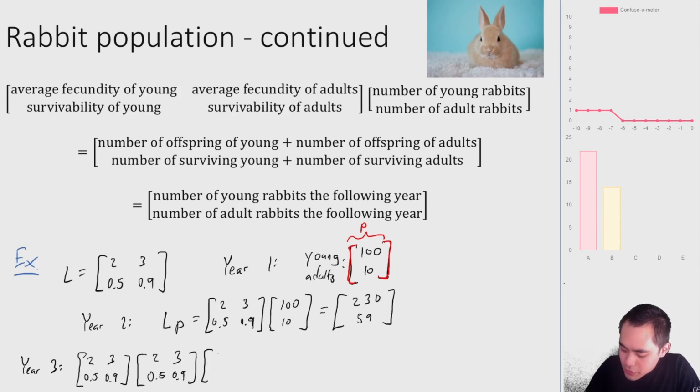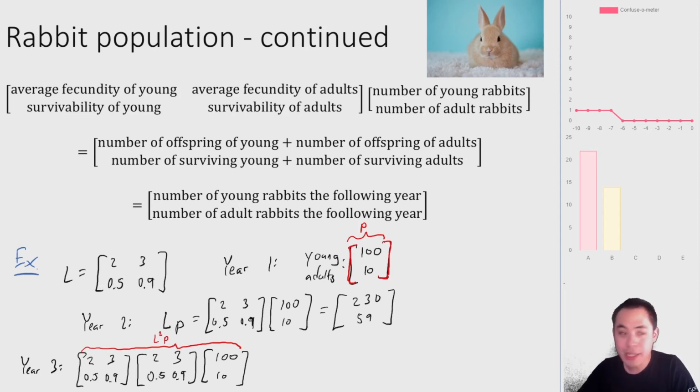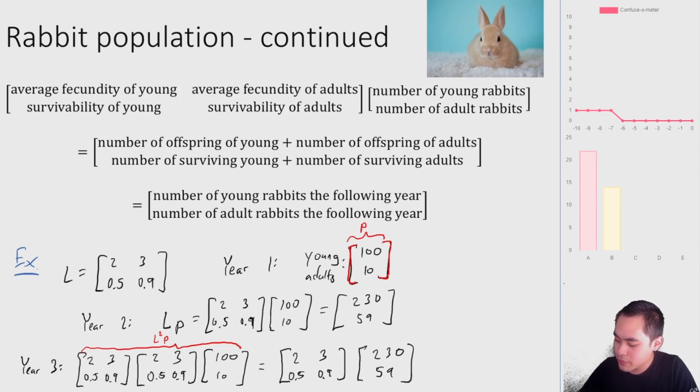So you multiply all these numbers together, because the number in year 2... we can also rewrite this as L squared P, because you're multiplying by L twice. But it's often easier to do this one step at a time. So this is just equal to L times (2, 3, 0.5, 0.9), times, we already know what LP is since we computed that. So that's (230, 59). So here this is L again, and this is LP, since we computed that in the last step.